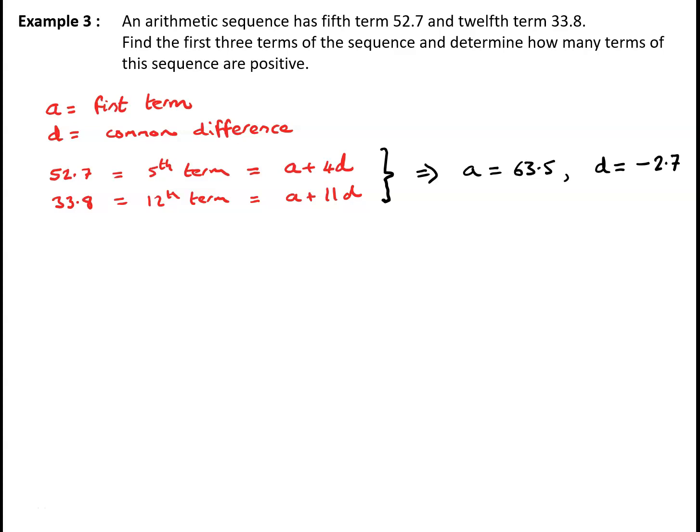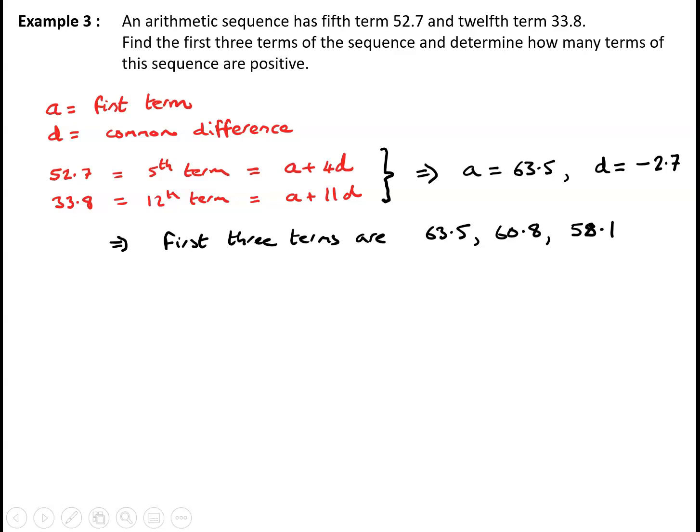The first term is 63.5. The second term is going to be 63.5 plus d, in other words 63.5 take away 2.7, which is 60.8, and the third term is going to be 63.5 take away 2 lots of 2.7, which is 58.1. So we can see here we've got a common difference of minus 2.7.